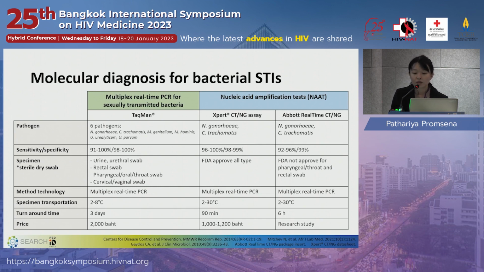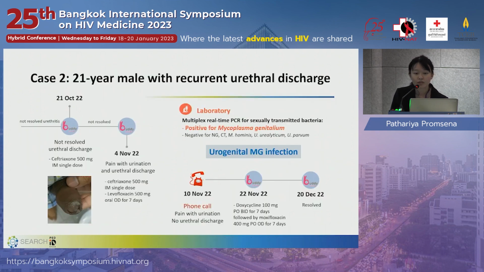The molecular test for bacterial STI may play an important role for this patient. The tests that are available in our setting are multiplex PCR for bacterial STI and the other nucleic acid amplification or NAT tests, and all tests have high sensitivity and specificity. But in this patient, we need to find a pathogen other than gonorrhea or chlamydia, so we perform the multiplex real-time PCR, which can detect 6 pathogens as you see in the slide. And the result was positive for Mycoplasma genitalium.